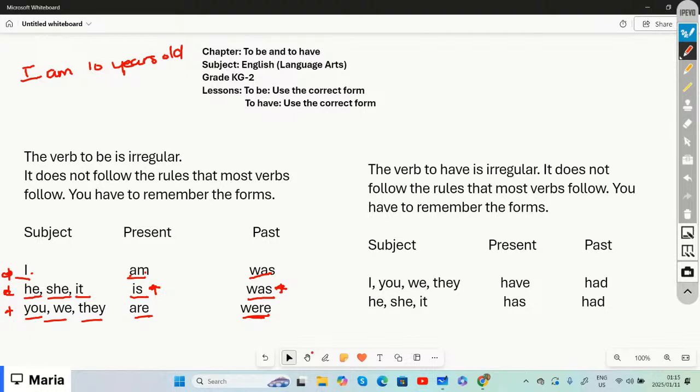Now, we also have a verb that is irregular in the past tense. This is our verb to have. Not to be, but to have. It's where we either use have or had. I have something now, or I had something in the past, or he has something now, or had something in the past.